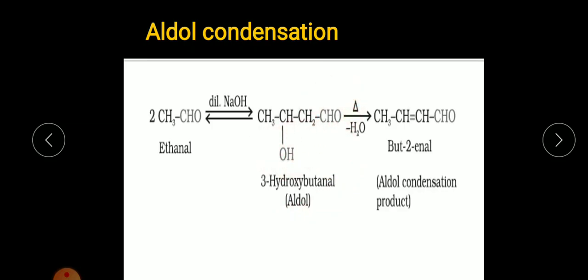Now, what will happen on heating? On heating, this OH and one H from here will be removed as water, and it will form a double bond between these two carbon atoms. So it will be known as but-2-enal, and this is the aldol condensation product. Condensation means there is a removal of water.